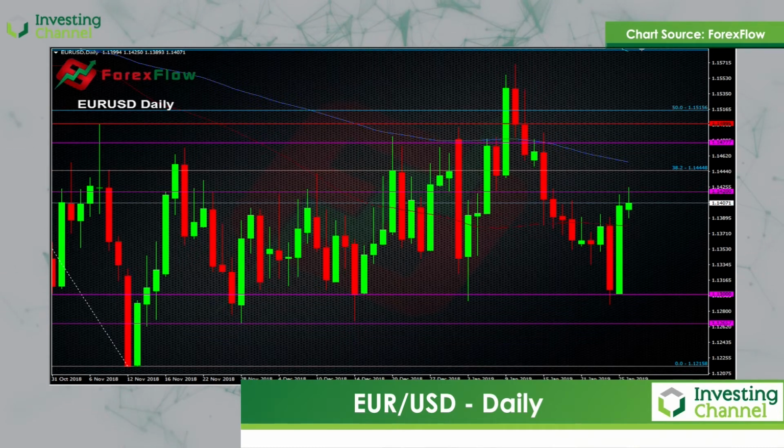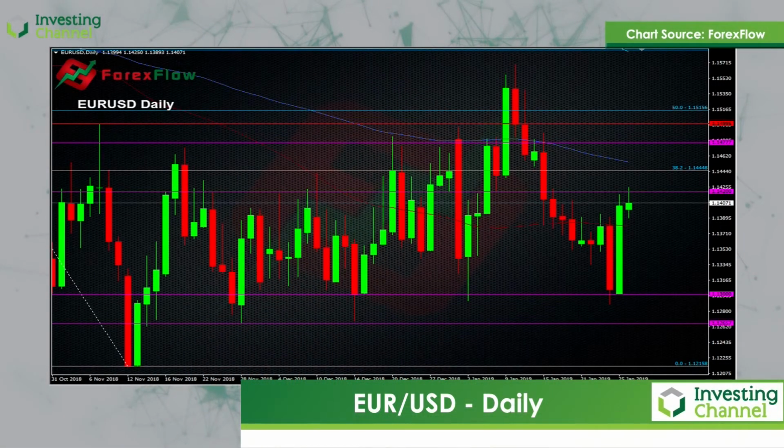Conversely, if it does go south again and we do test 113, I'd expect that to be support once more. Again, we look for a break below that level to bring a further move down, maybe to the 112.60 area, perhaps even 112 at the bottom, where we know we've got strong support down there around the big figure of 112.15.